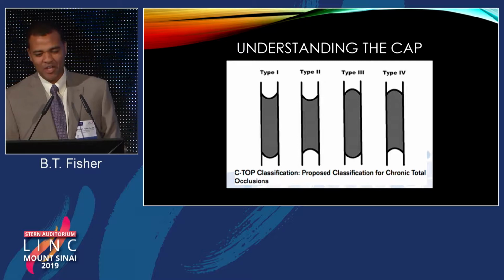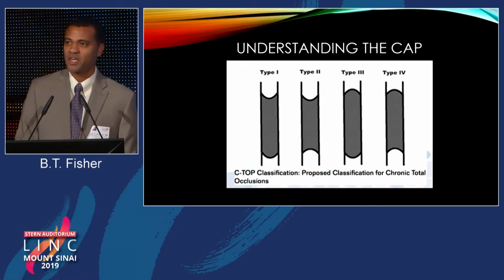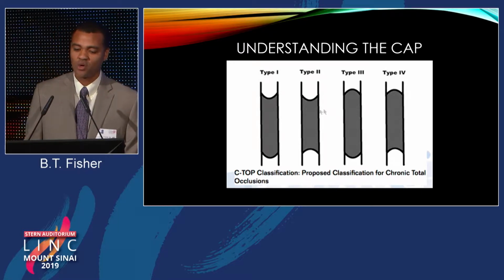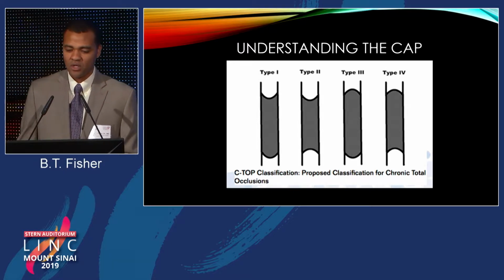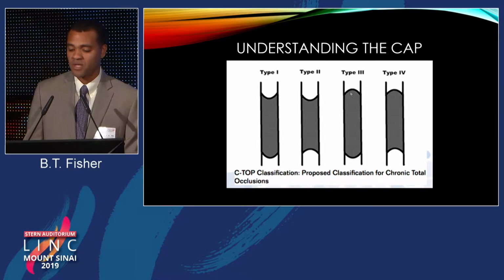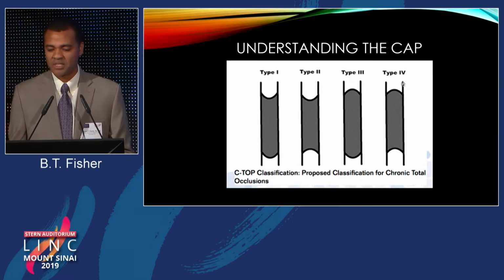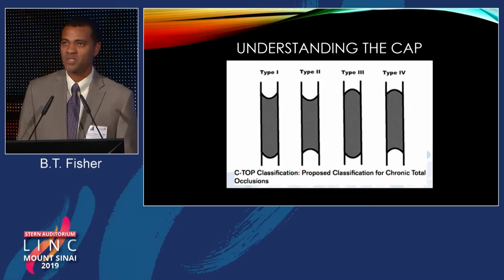Before you can even start thinking about how you're going to tackle these lesions, Dr. Mustafa and his team helped to come up with a classification of the CTO caps. This really dictates how you're going to approach a patient and which way you should go with your wires. The important point being that whenever you have concavity of the cap, you can likely expect that wire to find its way into the true lumen, even if it's heavily calcified. Whereas if you're coming from above and the cap is more convex, then your wire will tend to slide along into the subintimal space.